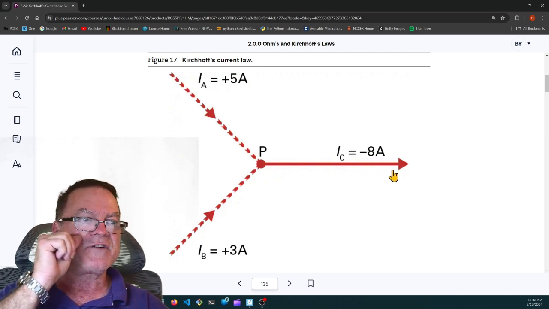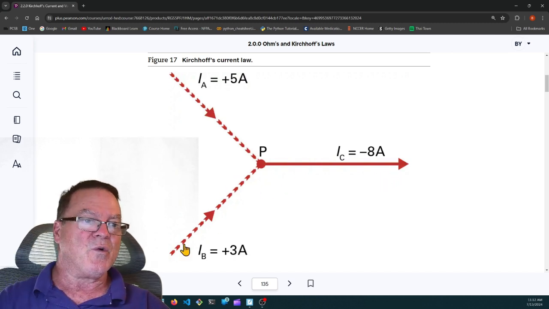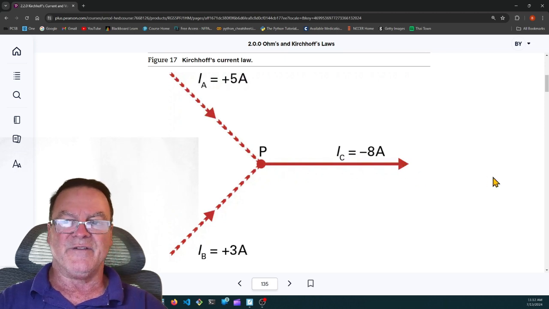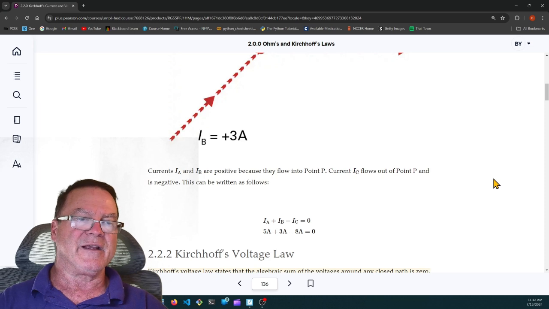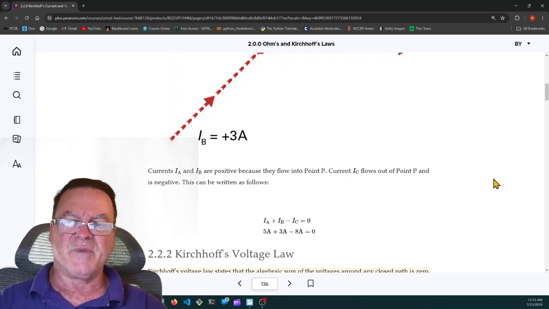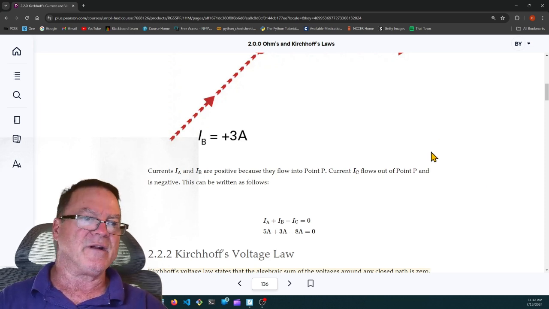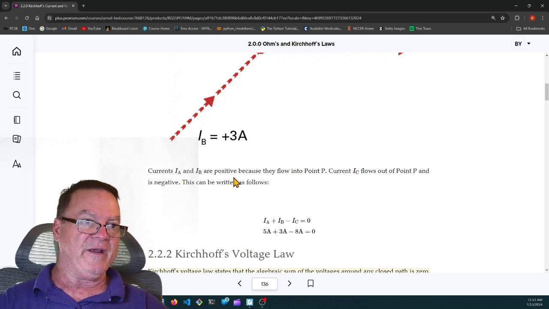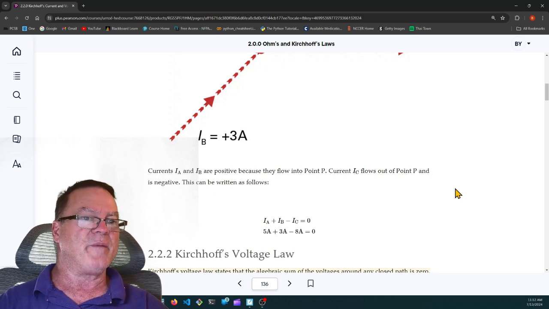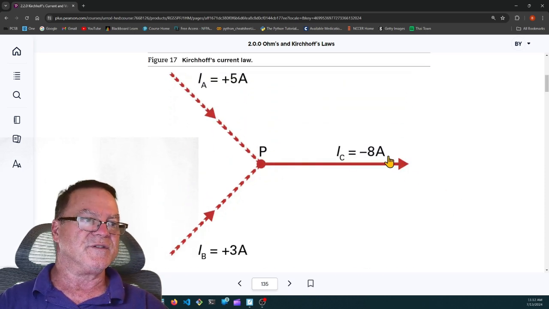Remember that current is actually movement of electrons. So this 8 amps of electrons can't come into this node unless 8 amps of current is leaving that node. It's like an elevator. Only as many people can get on as get off. Currents IA and IB are positive because they flow into point P. Current IC flows out of point P, and therefore is negative.